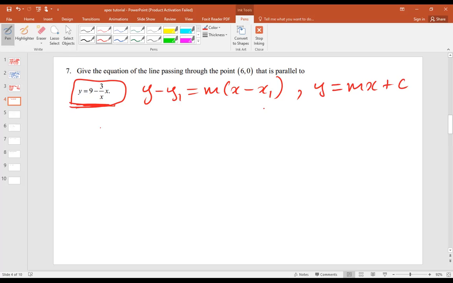So I have this equation, which is y is equal to 9 minus 3 over x. And then 3 over x multiplied by x. I think there was an error here, because this can't be like this. This means that this x and that x will cancel. I think that was a problem with this question. Okay, let's move on to the next one.